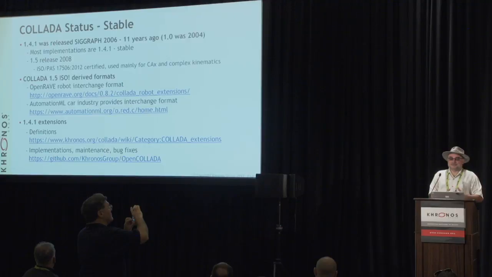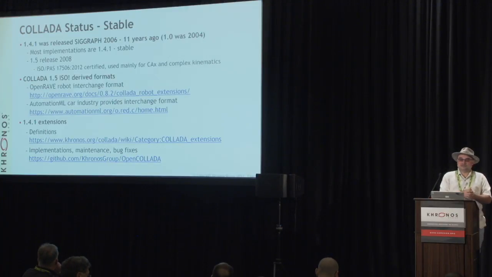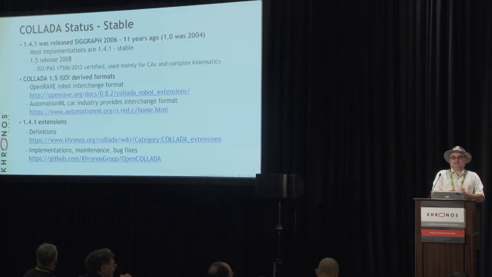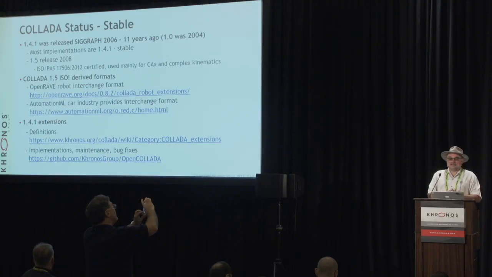Some history. Collada is very stable right now. 1.4.1 was released in, I forgot when, 2008 or something like that. Since then, there are two branches of Collada. There's 1.4.1, which is the one most people use in the game industry, where every single tool has a Collada exporter.